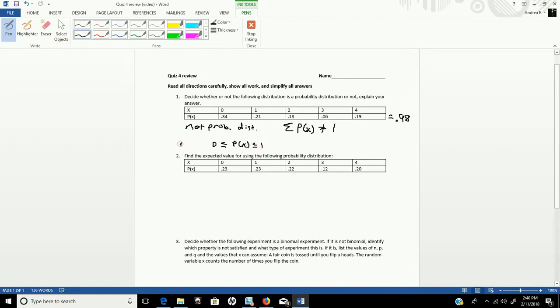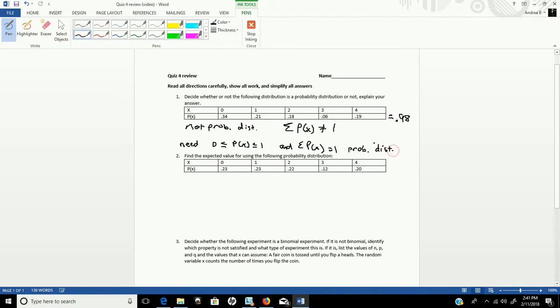So let's write here that we need probabilities to be between 0 and 1, and we would need the probabilities to add up to 1 for it to be a probability distribution. So make sure and keep that in mind whenever you're checking that you're checking both of those conditions. Both have to be true in order for it to be a probability distribution.